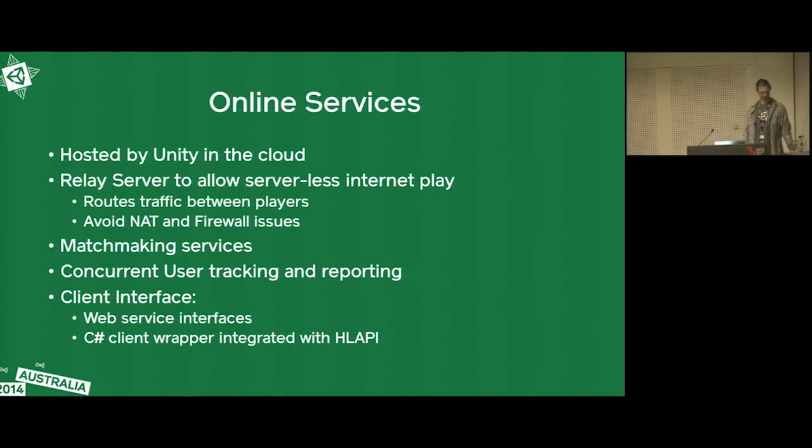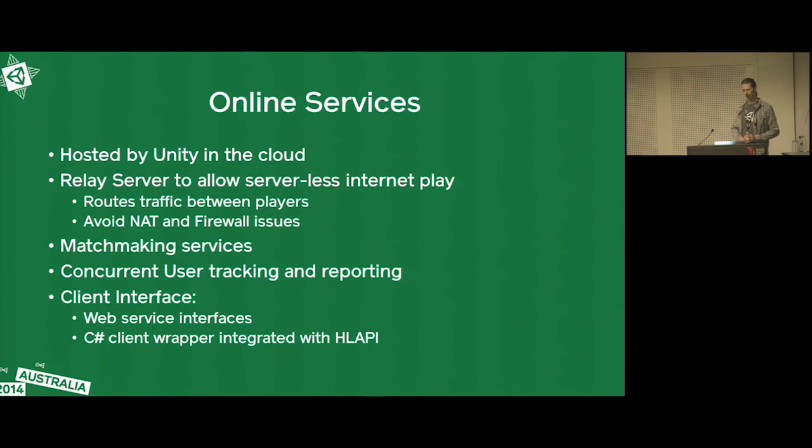Okay, so the next piece is online services. So once your multiplayer networked game ships, this is what you use for operations and running your game. So these are things that are hosted by Unity that are in the cloud. There's a relay server that lets you have serverless internet play. So this is like a proxy server, so all the traffic gets routed between the clients, so you don't have to have public IPs for all of the participants, and it gets around problems like NATs and firewalls.